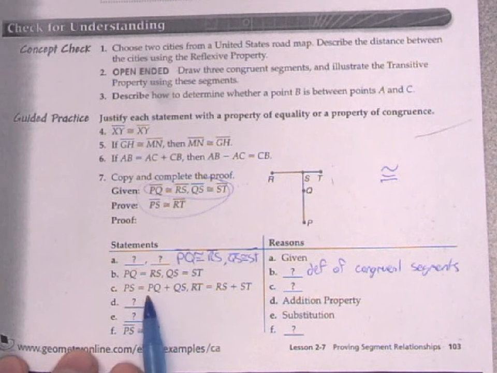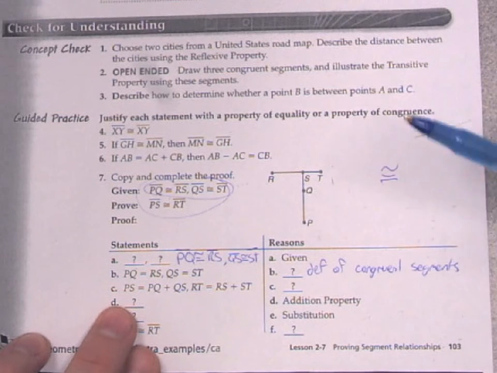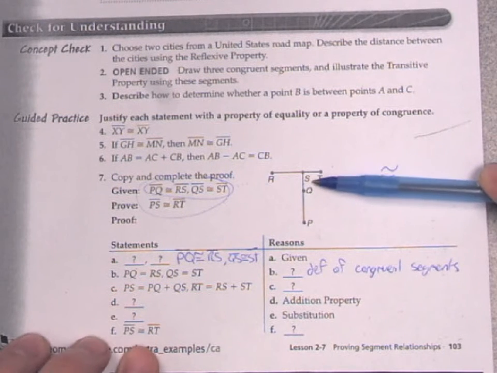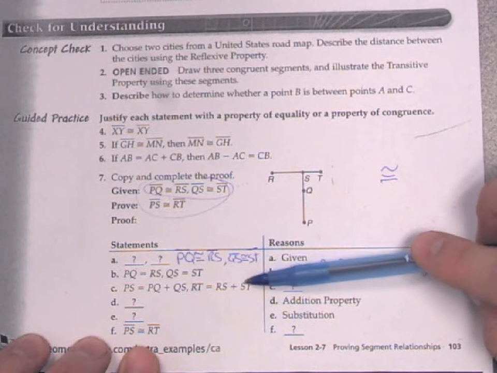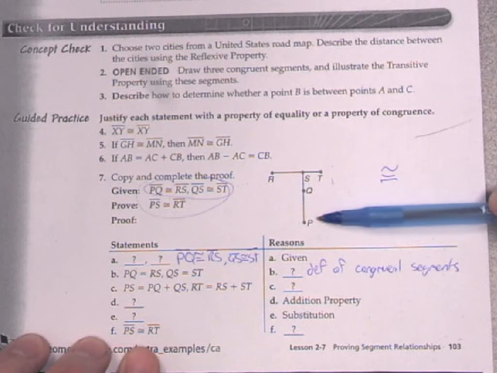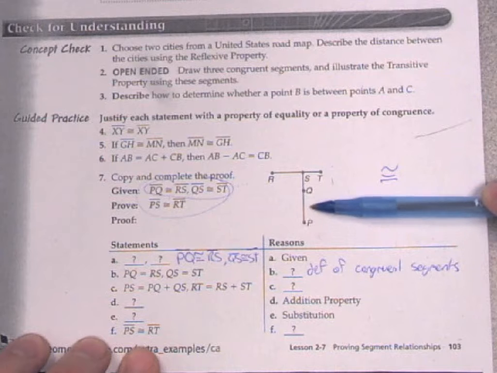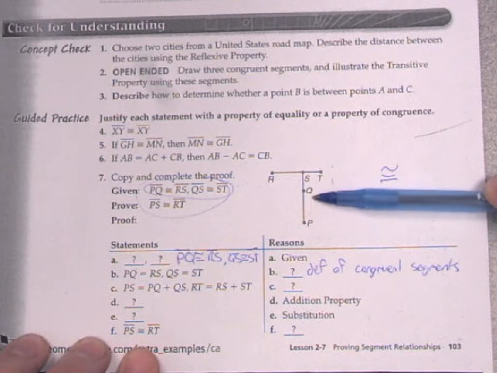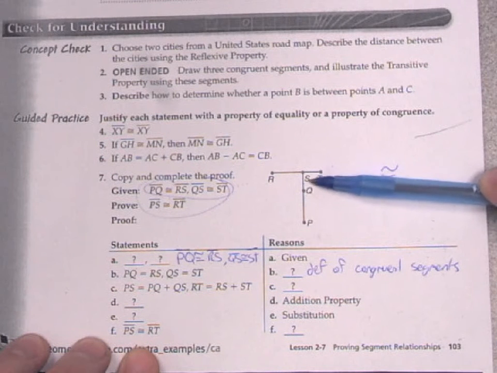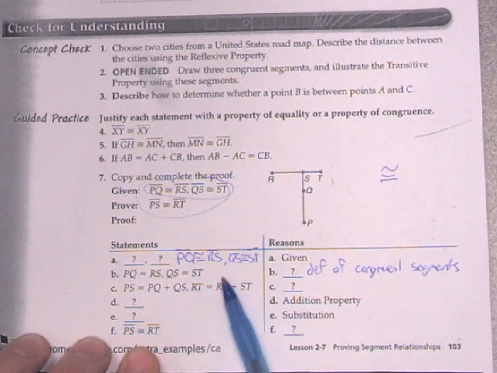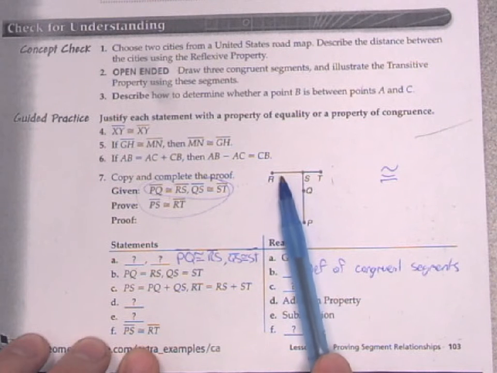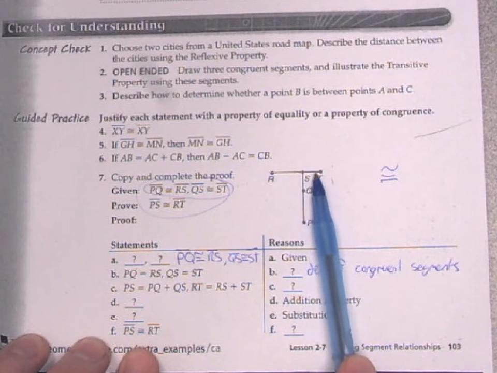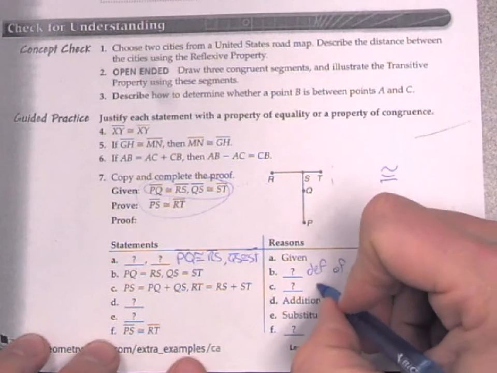This next one here, what's happening is we're saying PS, this whole segment, is equal to PQ, this measurement, plus QS. So the measurement of the whole segment, PS, is equal to the measurement PQ plus the measurement QS. The second statement, the measurement of RT, this whole thing, is equal to RS, this measurement, plus this measurement, ST. That's the segment addition postulate we just talked about.